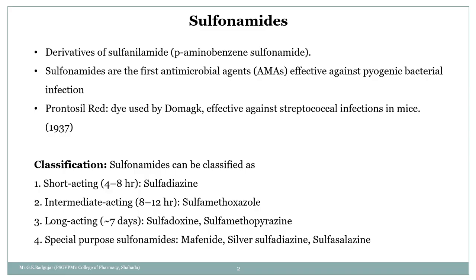Sulfonamides can be classified according to their action or duration of action. First class is short acting sulfonamides, for example sulfadiazine. Intermediate acting sulfonamides show action for up to 8 to 12 hours, example is sulfamethoxazole. Long acting sulfonamides may produce action for up to 7 days, like sulfadoxine, sulfamethopyrazine. And there are some special purpose sulfonamides like mafenide and silver sulfadiazine also available. So this is the classification of sulfonamides.